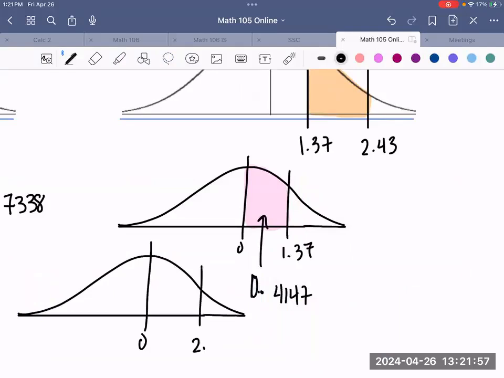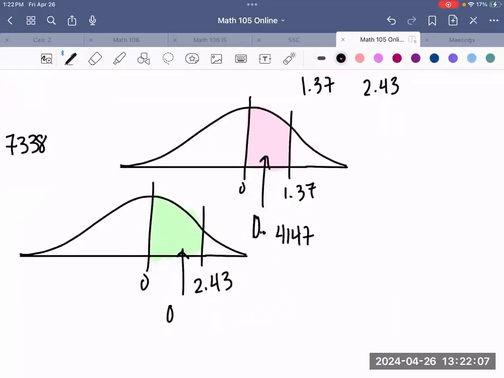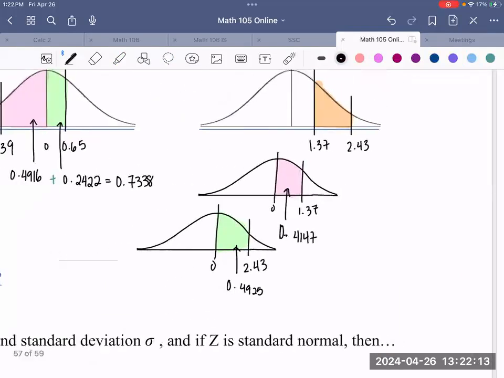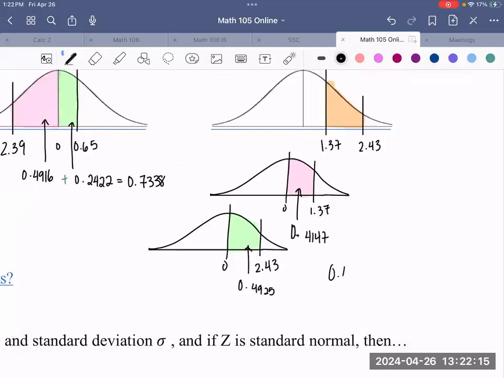0 and 2.43. This green part, which has a little bit of overlap in it. We said this is 0.4925. So we're going to subtract these two values out. 0.4925 minus 0.4147, 0.0778. And there you go.